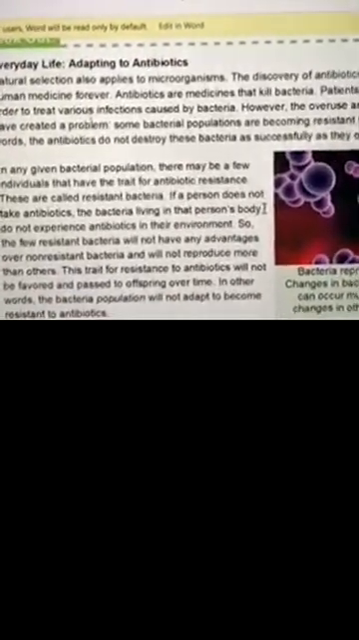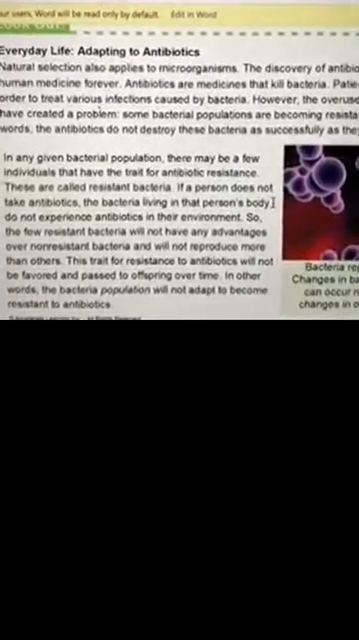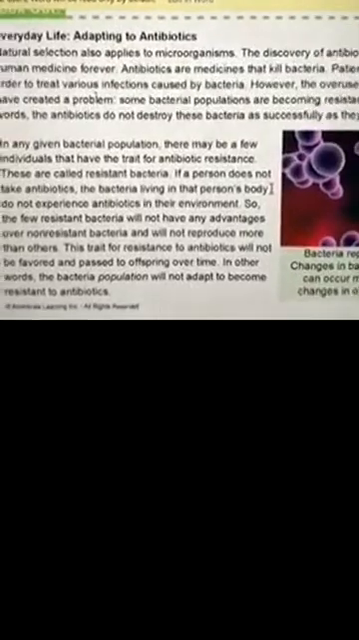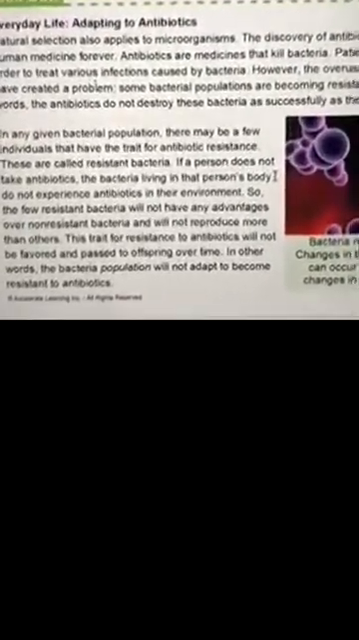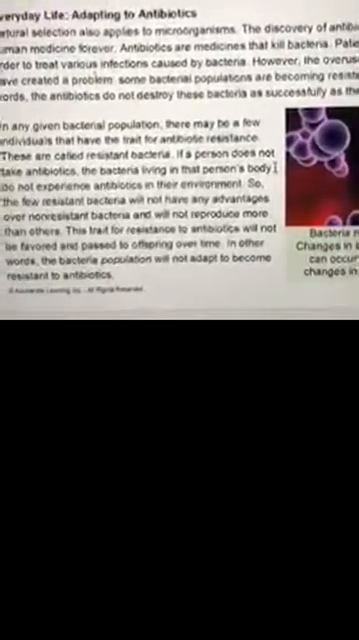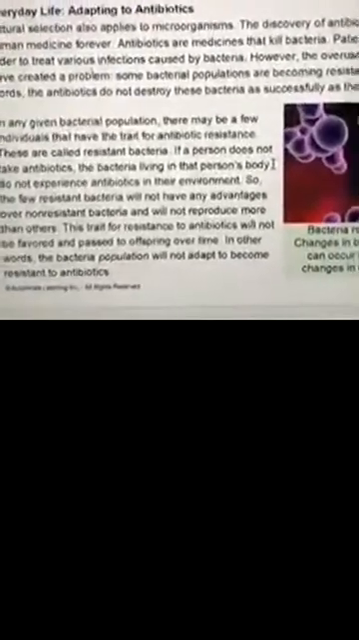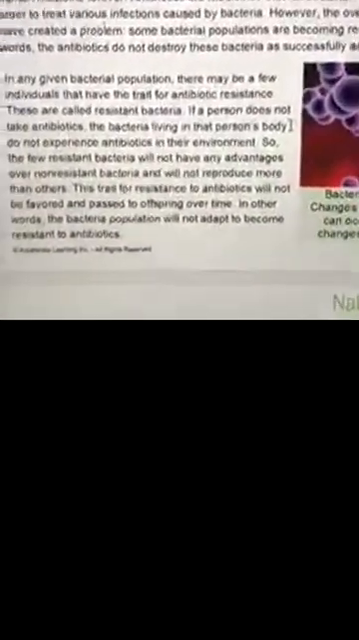If a person does not take antibiotics, the bacteria living in that person's body do not experience antibiotics in their environment. So the few resistant bacteria will not have any advantages over the non-resistant bacteria and will not reproduce more than others. This trait for resistance to antibiotics will not be favored and passed to offspring over time. In other words, the bacteria population will not adapt to become resistant to antibiotics.